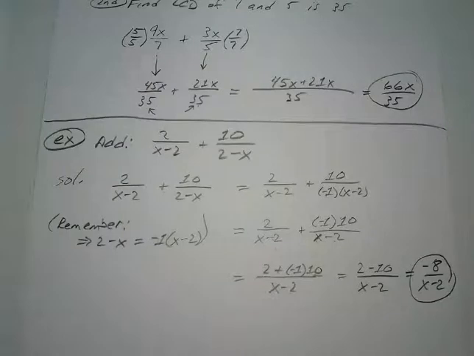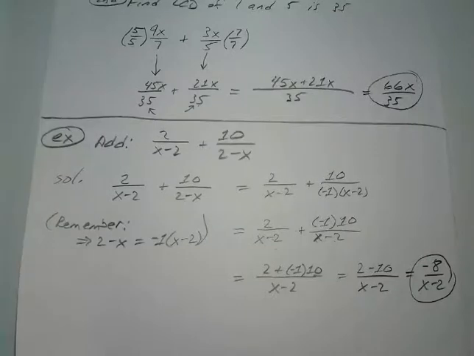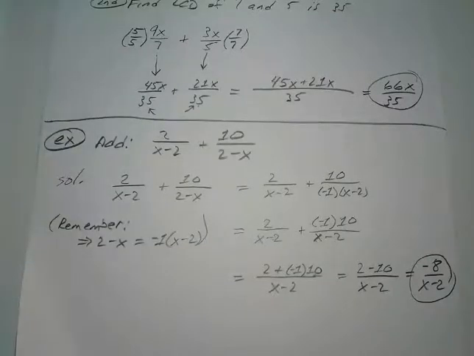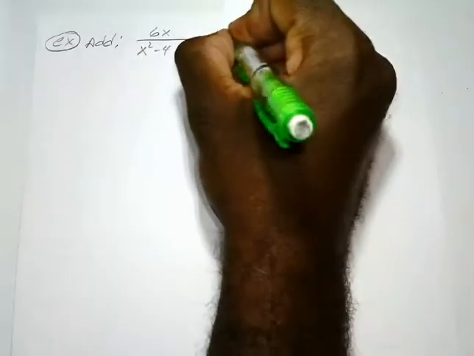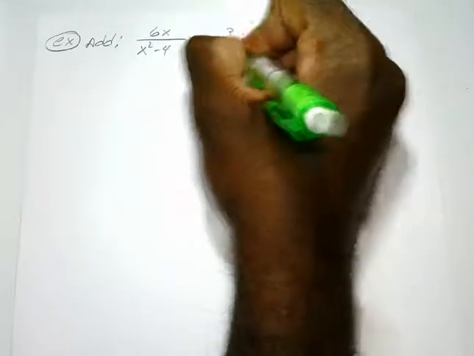Alright, so hopefully you're keeping up so far. Okay, so let's go to one that's a little more complicated, but the exact same steps. Alright, if you're still writing, feel free to press pause, but we're going on now. Okay, so let's say, for example, we want to add 6x over x squared minus 4 minus 3 over x plus 2.